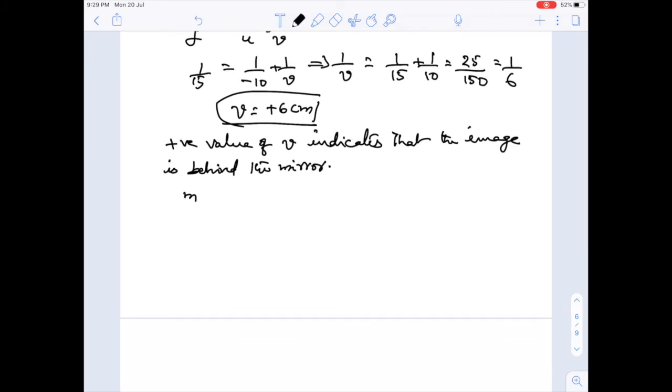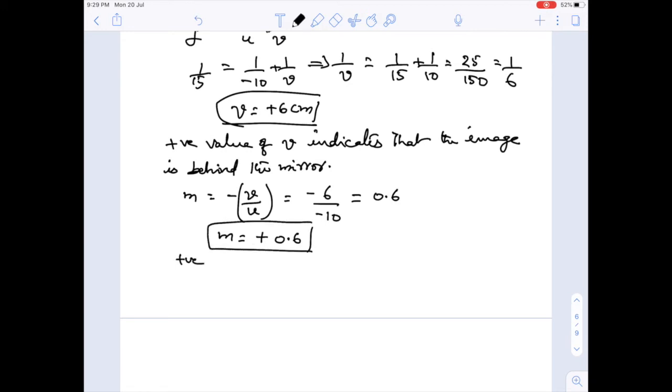Now, let us calculate the magnification. Magnification is minus v by u. So, that is minus 6 by u, which is minus 10. So, that is equal to 0.6. So, m is equal to plus 0.6. So, positive value of m indicates, what does it indicate?